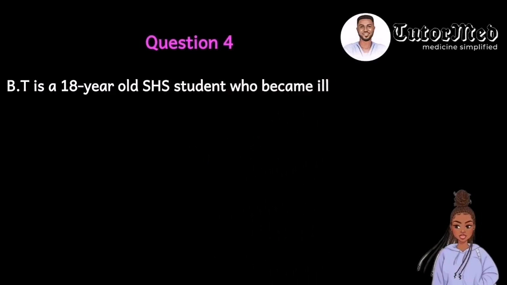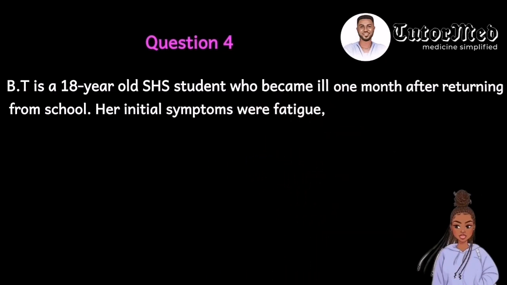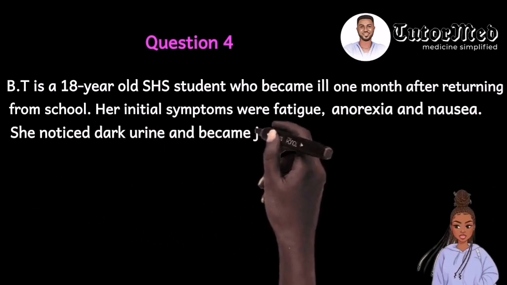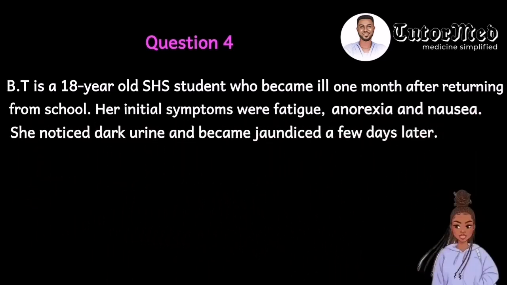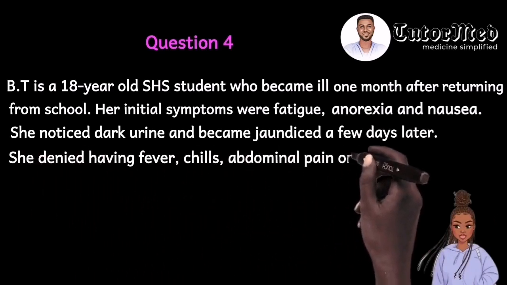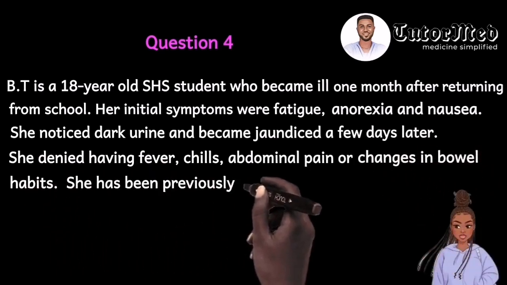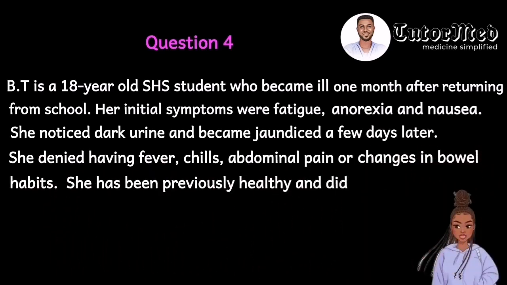Question 4. BT is an 18-year-old student who became ill 1 month after returning from school. Her initial symptoms were fatigue, anorexia, and nausea. She noticed dark urine and became jaundiced a few days later. She denied having fever, chills, abdominal pain, or changes in bowel habits. She has been previously healthy and did not have any previous abnormal labs.